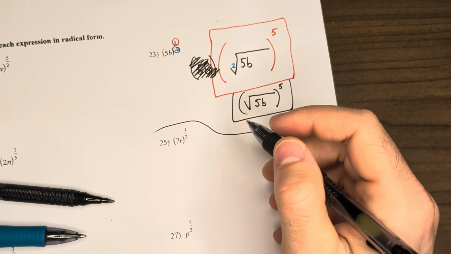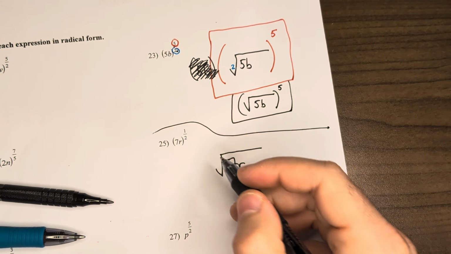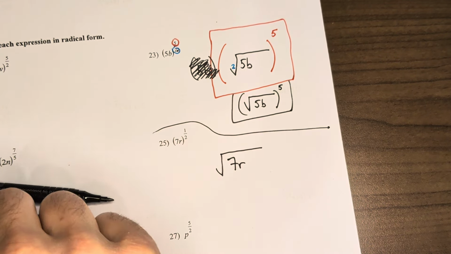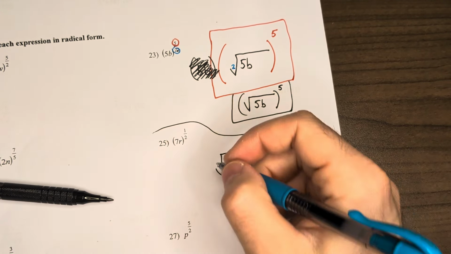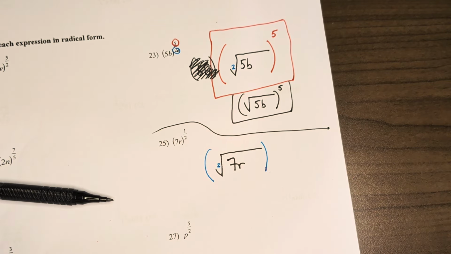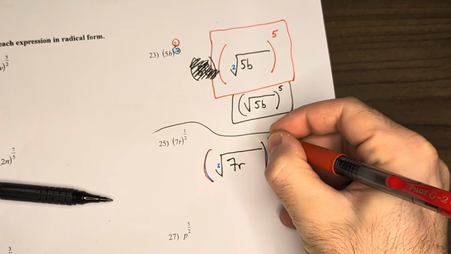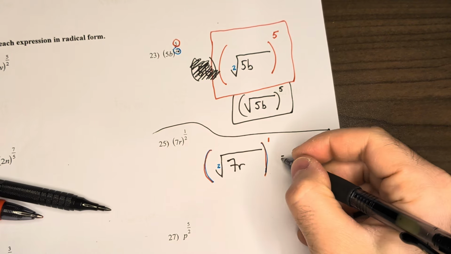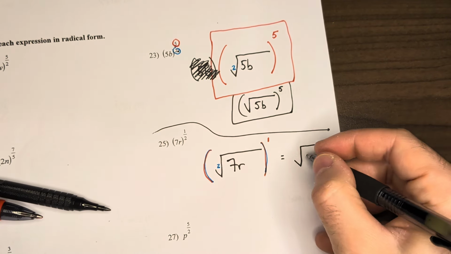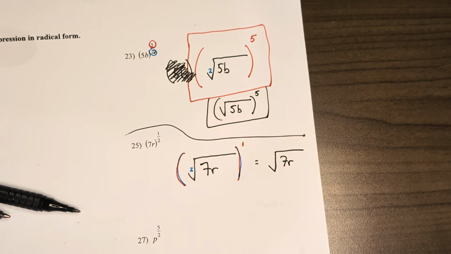7r to the power of 1/2. Very similar. We're just going to write the 7r and make our radical sign. The number that goes here is the 2. 2 to the power, and this is going to be the exponent to the power 1, but anything to the power 1 is the same. So if I really just wrote this correctly, simplified, this is what it would look like. That's it. Anyway, that's it for that.